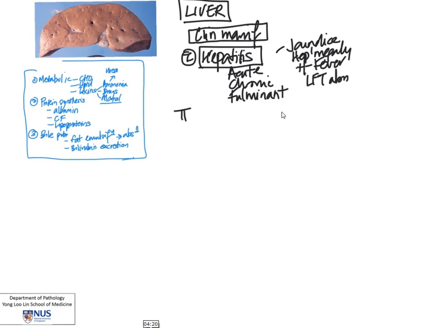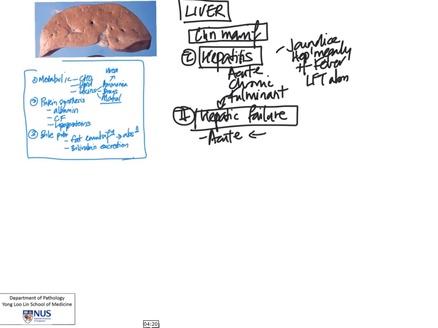Now, the next major clinical manifestation is liver failure. And liver failure, similar to hepatitis, again, can be acute or it can be chronic, meaning that it is progressive over years. So fulminant hepatitis is an example of a cause of acute liver failure. And very often the cause is actually toxic, due to drugs. And as mentioned, there can be chronic progressive liver failure.